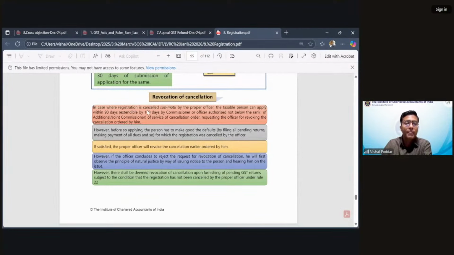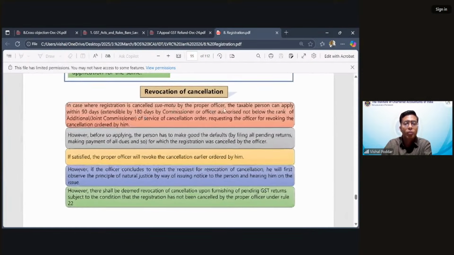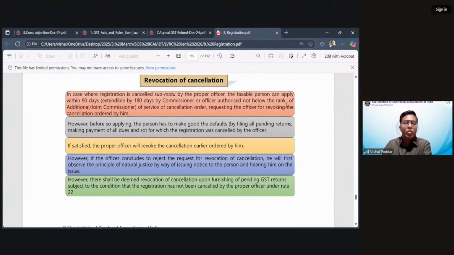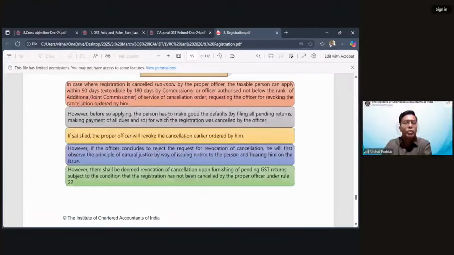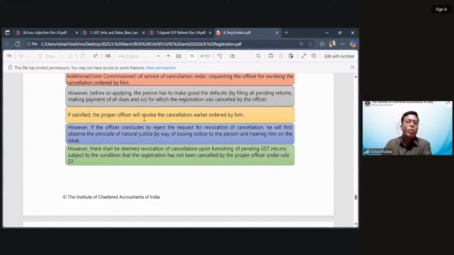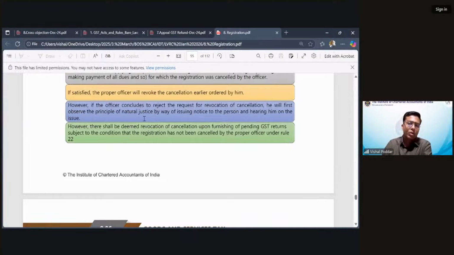So the registration cancellation procedure can be revoked. How can it be revoked? In case where the registration is cancelled suo motu by the officer, the taxable person can apply within 90 days, which is extendable by 180 days by the commissioner or officer authorized, and that officer cannot be below the rank of ACJC, of the date of order cancellation, requesting the officer to reinstate your registration or revoke the cancellation. However, before so applying, the person has to make good the defaults. What are the defaults? Maybe if return was not filed, payment was not done, so all these things have to be done. If satisfied, the proper officer will revoke the cancellation ordered by him.